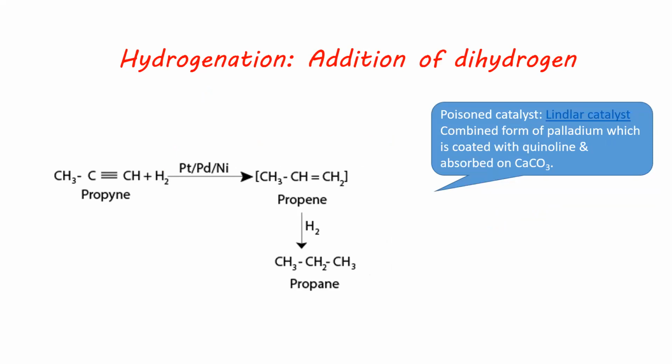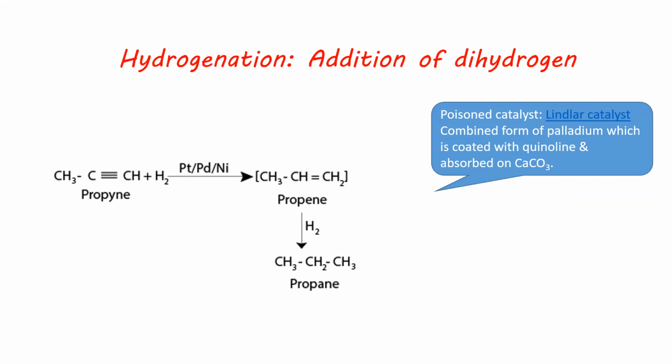And next comes addition of dihydrogen. Here as well, with dihydrogen, we can say that propyne undergoing hydrogenation reaction in presence of platinum, palladium or nickel, we obtain propene first, and then with further hydrogenation we obtain propane.